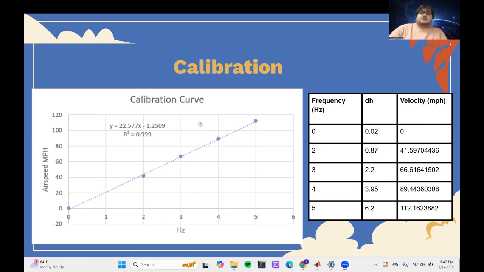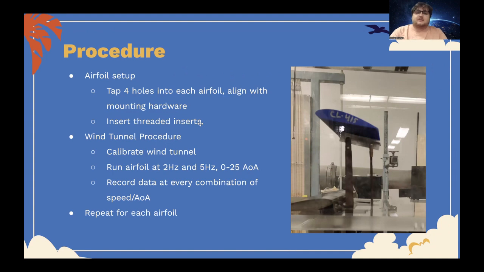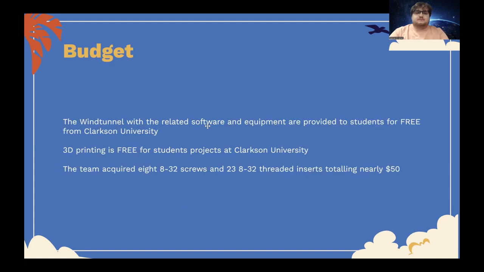And next, we're looking at our procedure for the lab. So the setup is pretty simple. You take the 6 airfoils and we tapped 4 holes into each of them, which align with the metal mounting hardware in the wind tunnel. Into those holes, we put the threaded inserts mentioned earlier. And then once those are all set, we can screw an airfoil into the wind tunnel and run them at 2 Hertz and 5 Hertz between 0 and 25 degrees angle of attack, and record data for each combination of speed and angle of attack, and then we repeat that for each airfoil.